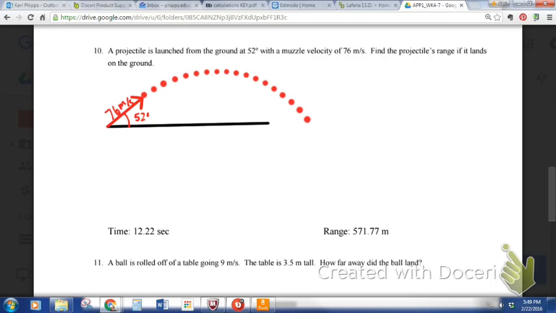Projectile's range means delta x. Anytime you see range, that's what we're talking about: delta x. Once you have an idea of what your picture is going to be, we're going to create a data table that has all of our variables, and we're going to divide it up into x and y variables.